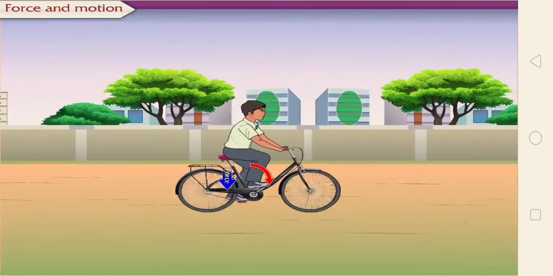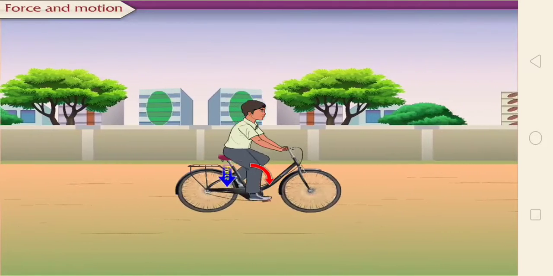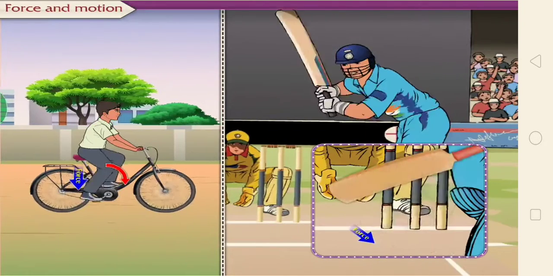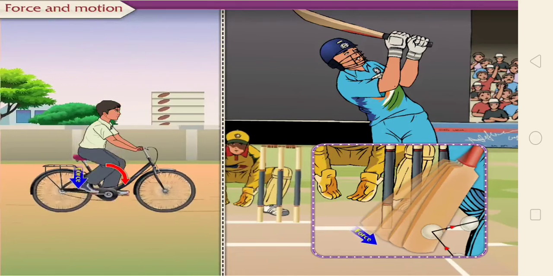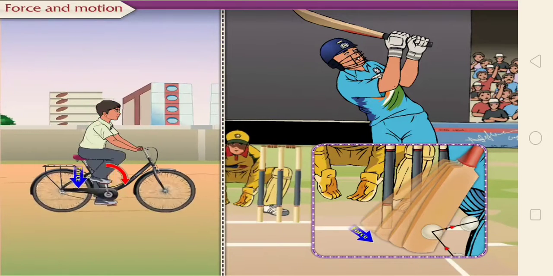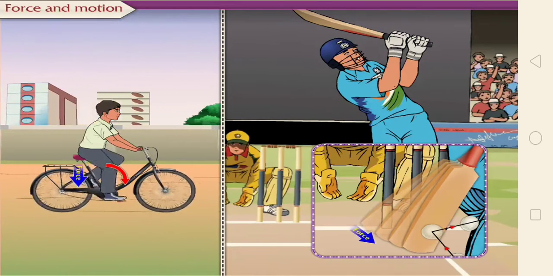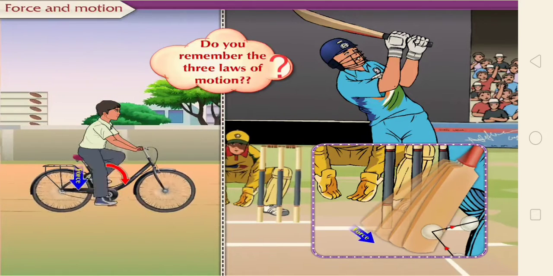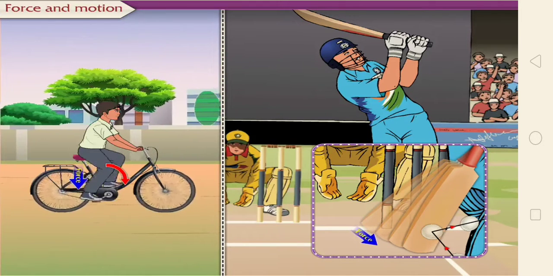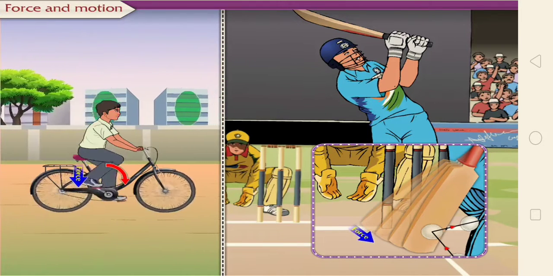Force and motion. We have learned that a force is necessary to change the speed as well as the direction of motion of an object. In the previous grade, we also studied the 3 laws of motion. Do you remember them? Come, let us revise the laws of motion quickly.